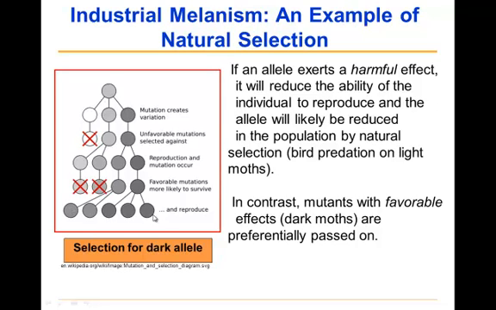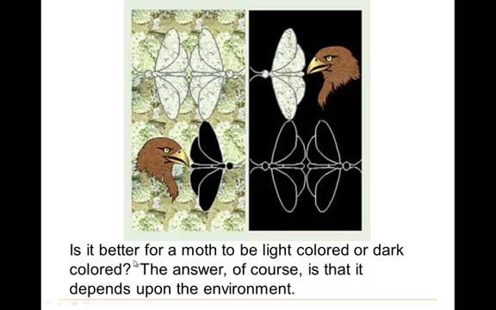As the air quality got better and the trees became lighter, we would see an opposite trend in which the selection was against the dark allele and selection was for the light allele. It really is an interesting concept. Here's a great question for you to consider: is it better for a moth to be light-colored or dark-colored? There is no absolute answer. The answer depends upon the environment.